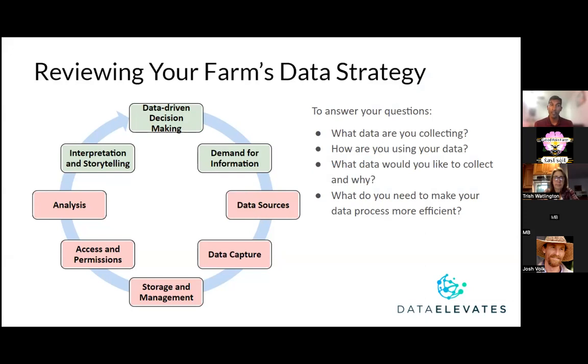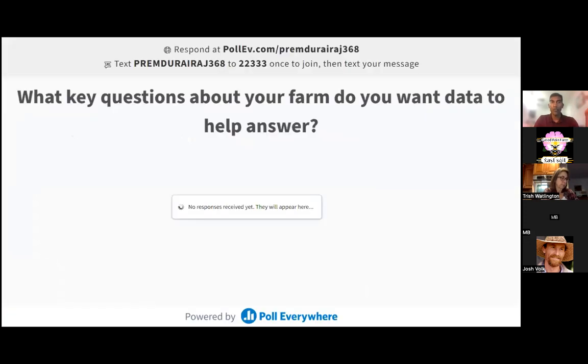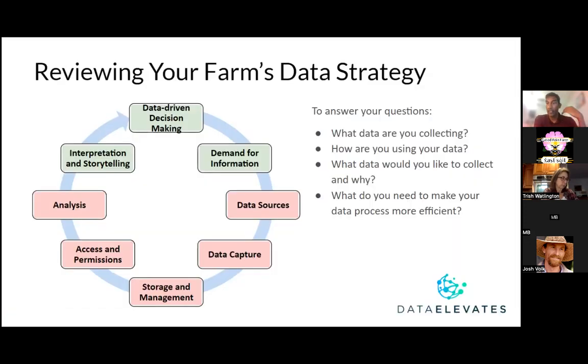For this next step, this is an activity we want to do. Just very quickly, we want to do a little bit of an activity around looking at your farm's data strategy. Piggybacking on the last slide, I want you all to think about the key questions about your farm you want data to help answer, which means it is not yet answering to your satisfaction. I want you to think about those questions. We're going to put you into small breakout rooms.